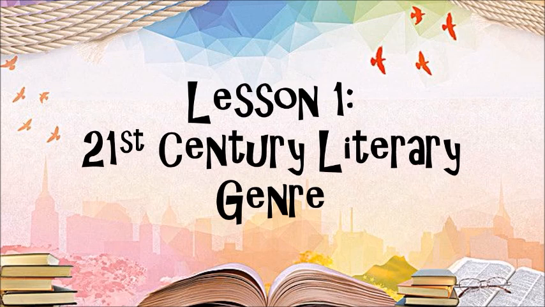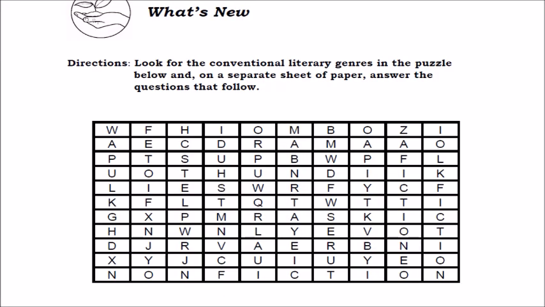Okay, so let's continue on page 5. So kindly answer the What's New direction. For your first task, kindly copy this puzzle and then look for the conventional literary genres in the puzzle below, and on a separate sheet of paper answer the questions that follow.